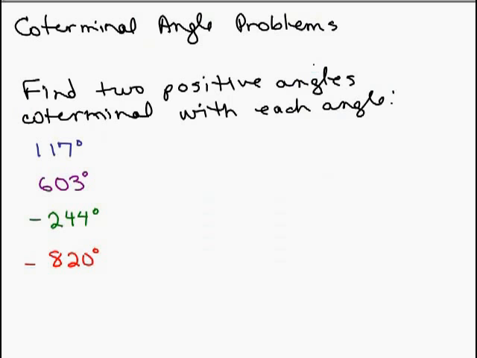All right, we're going to do some coterminal angle problems. Find two positive angles coterminal with each angle. So we're going to get two positive angles coterminal with 117 degrees. That'll be one problem. Then we'll do another problem for 603 degrees, etc.